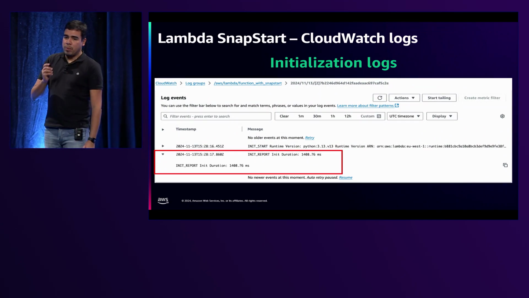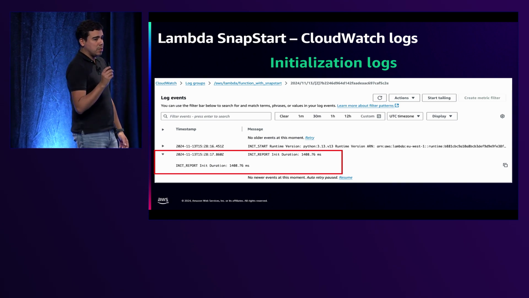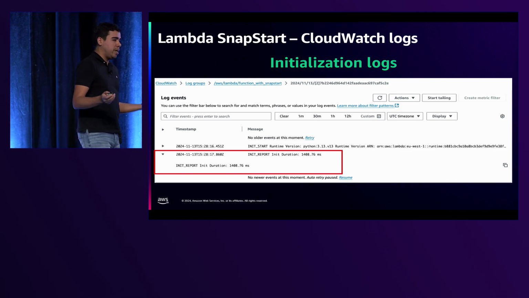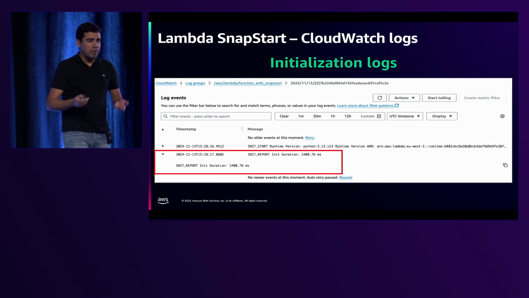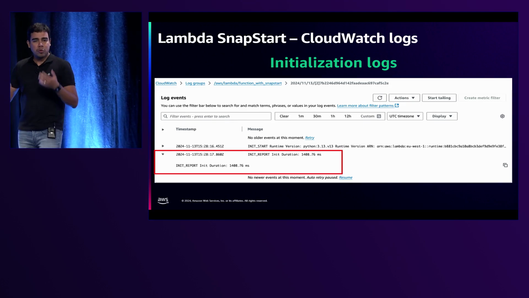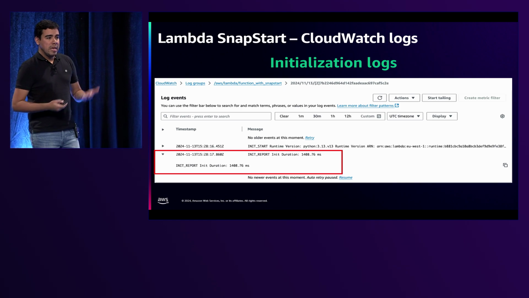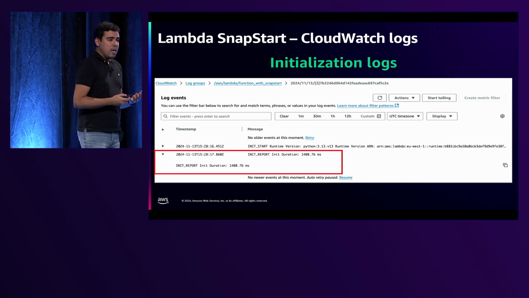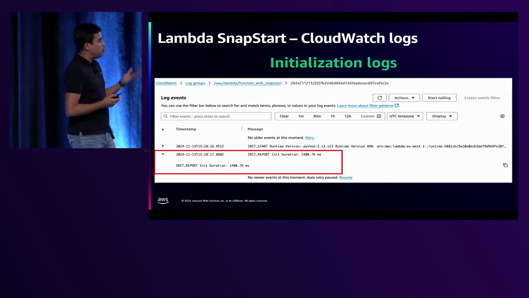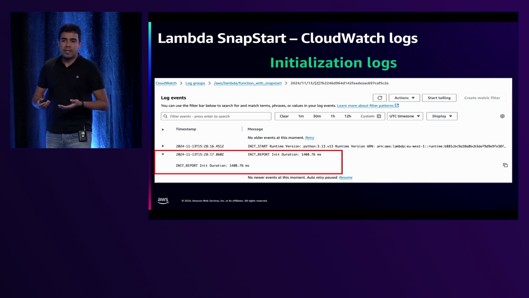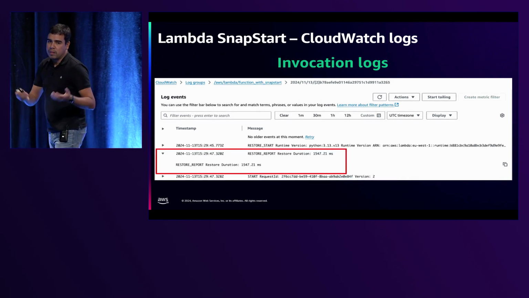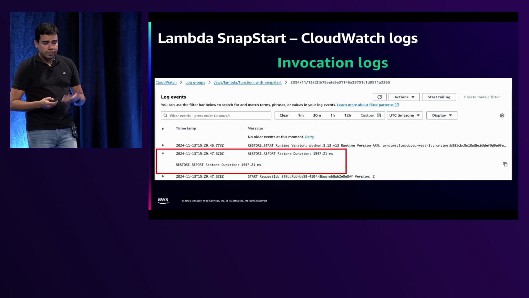Another very important aspect when using SnapStart, and when using serverless in general, is that you need to observe. You just need to monitor. You need to observe the behaviors of your function. In SnapStart, you can use CloudWatch, for example, to monitor the init report. That's the time it takes to create the snapshot.